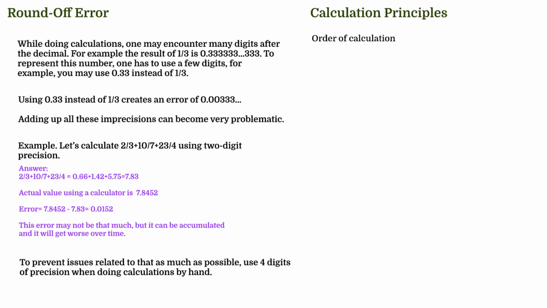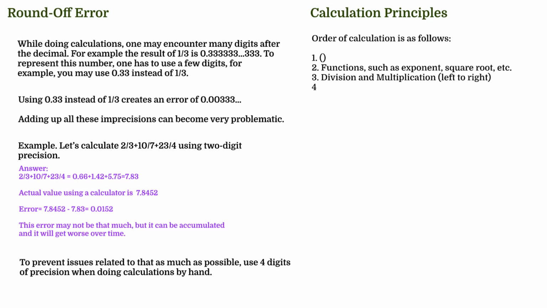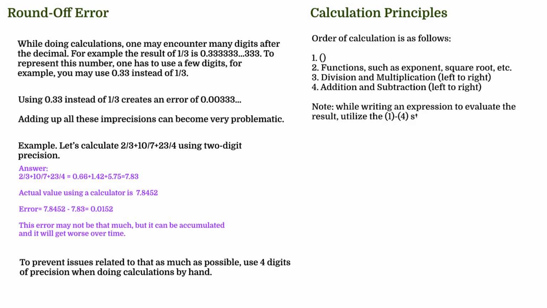Next, calculation principles. The order of calculation is as follows. First, we do the parentheses, then functions such as exponents, square roots, etc., then division and multiplication, left to right, then addition and subtraction, left to right. Note, while writing an expression to evaluate, utilize steps 1 to 4 to get the correct result.